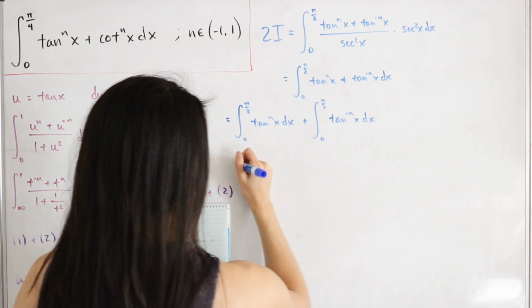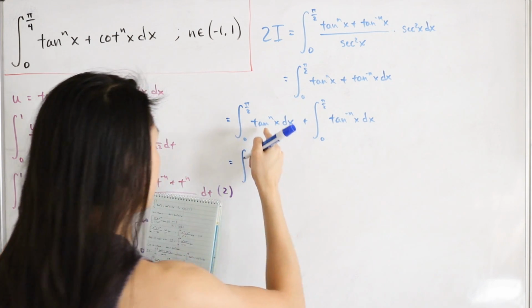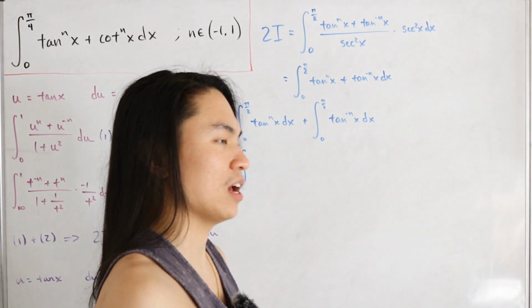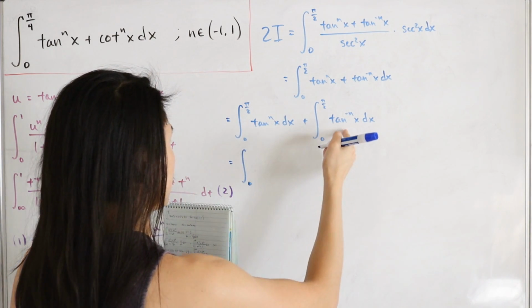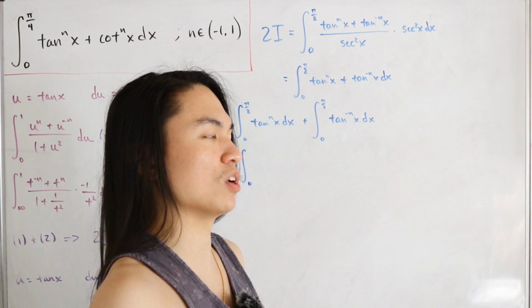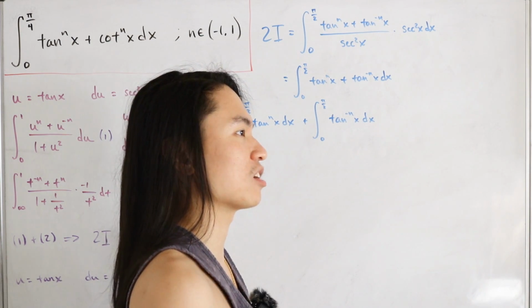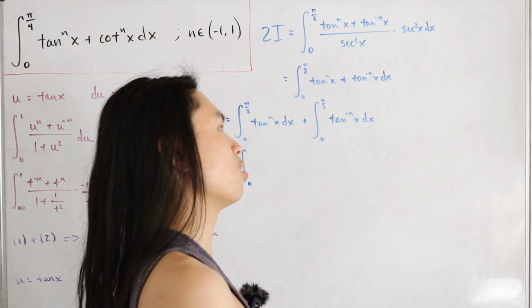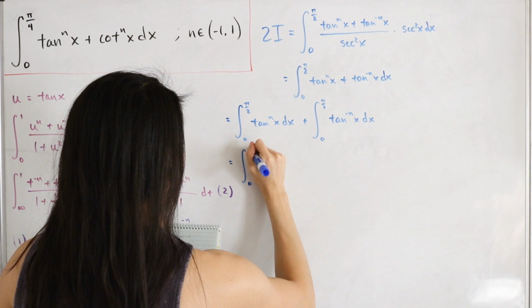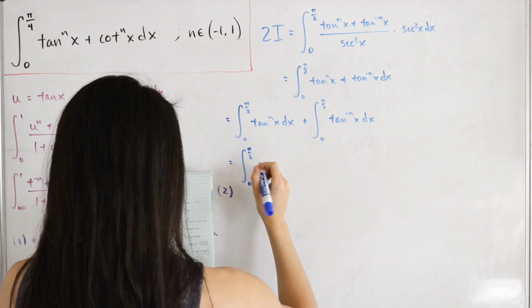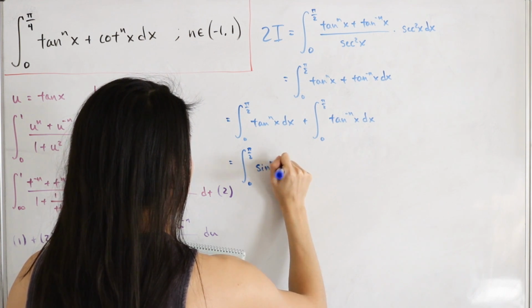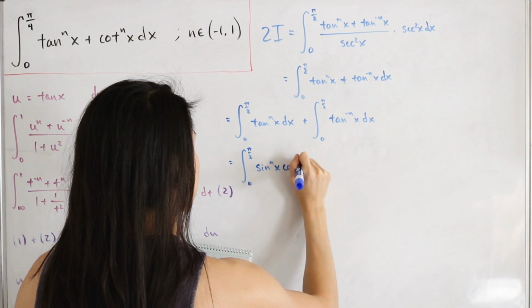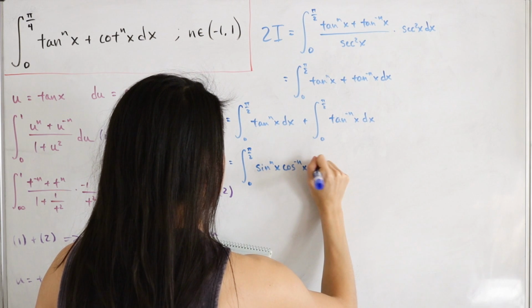Now I can write tangent of x. Of course, to reiterate, tangent is the same thing as sine divided by cosine. And with tangent to the power negative n, that's the same thing as 1 divided by tangent of x, a.k.a. cotangent. You just flip it so it's cosine divided by sine. So from 0 to pi divided by 2, this is written as sine to the power n of x multiplied by cosine to the negative n of x dx.